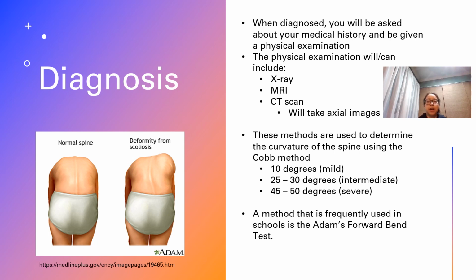The most frequent test currently used, in hospitals and clinics but mostly in schools, is the Adams Forward Bend test. This test requires the student or patient to put their feet together side by side and bend forward 90 degrees. Doing this test gives a good view of the alignment of the spine, rib cage, and shoulders. It is also important to note that this test is just an initial diagnosis. If you are sent to see a doctor, that is where they can get you properly diagnosed.